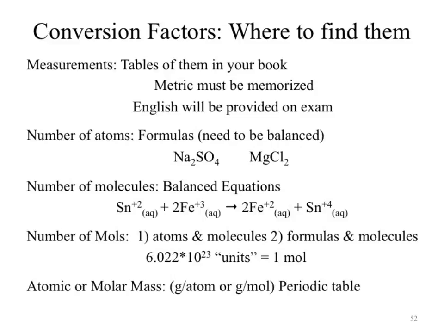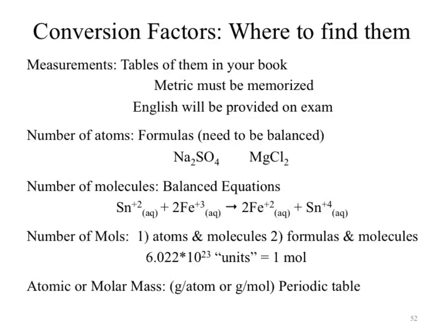The number of atoms, we can find that in a formula. How many atoms are in sodium sulfate? Sorry, number of atoms in sodium sulfate. Well, there's 2 sodiums, 1 sulfur, and 4 oxygens. So we add that all up and I would get 7 atoms. How many sodium atoms are in sodium sulfate? 2. So our formula gives you the number of atoms.